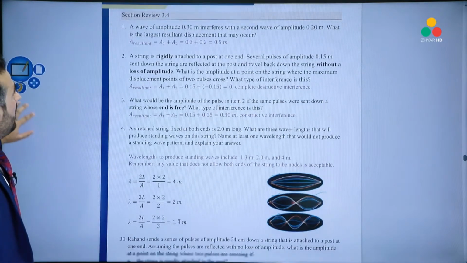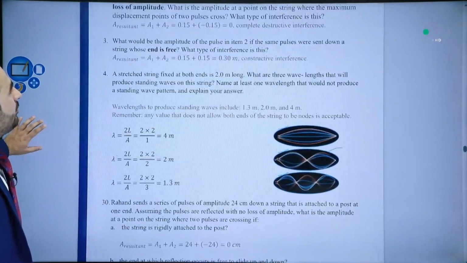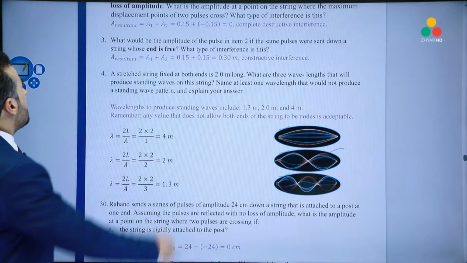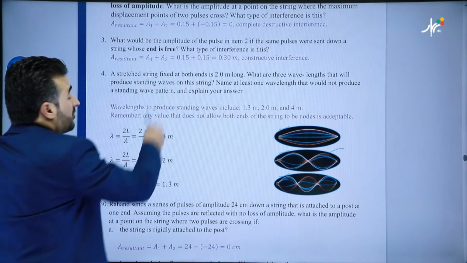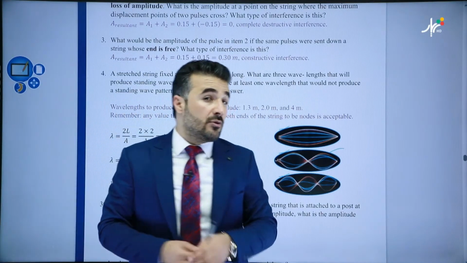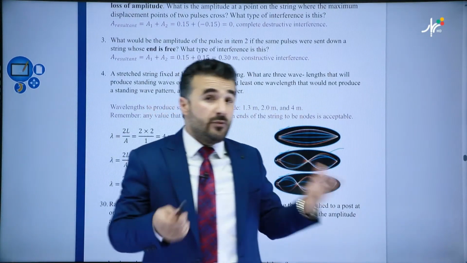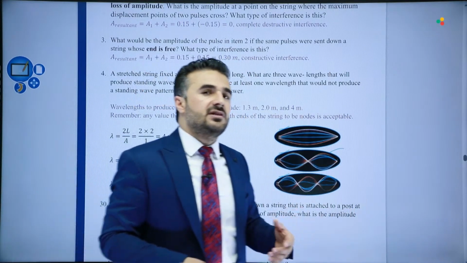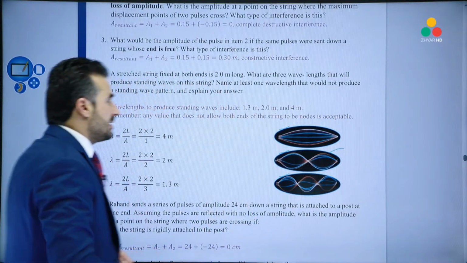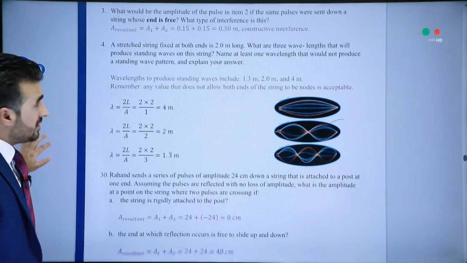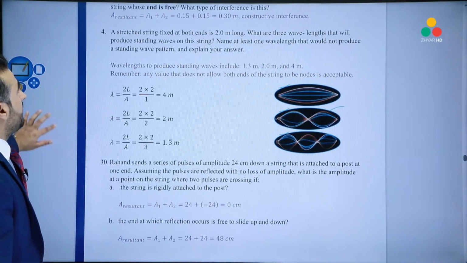Question 3 says, what would be the amplitude of a pulse of item 2 if the same pulse were sent down a string whose end is free? If the end is free, we said it's not going to be inverted. They will both be on the same side of the equilibrium. We will add them together. So 0.15 plus 0.15, you'll get 0.30 as a result. And of course, it's going to be constructive interference.